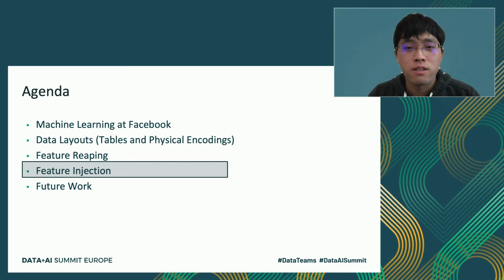Feature injection is another important operation for feature engineering besides the feature reaping we just described. In previous slides, we discussed feature reaping as an efficient solution to delete features, and here we discuss feature injection as an efficient solution to add features.